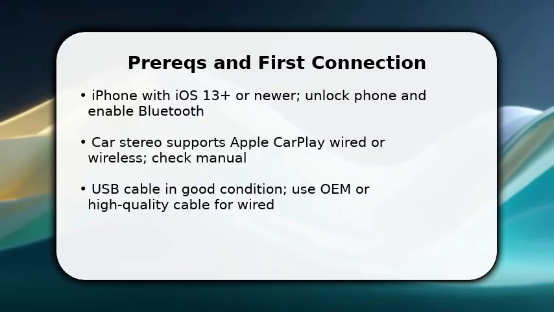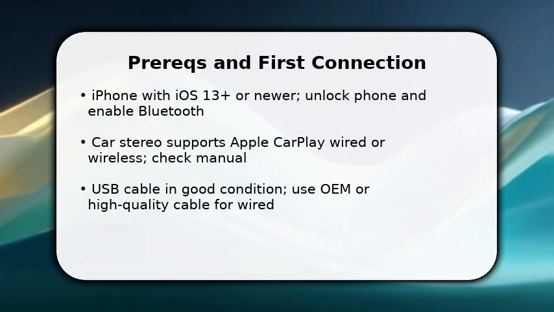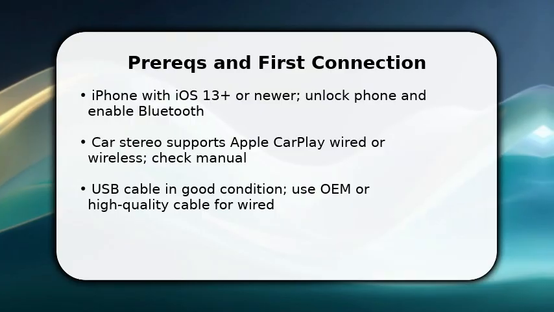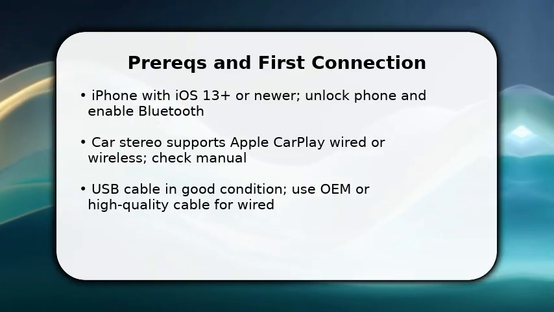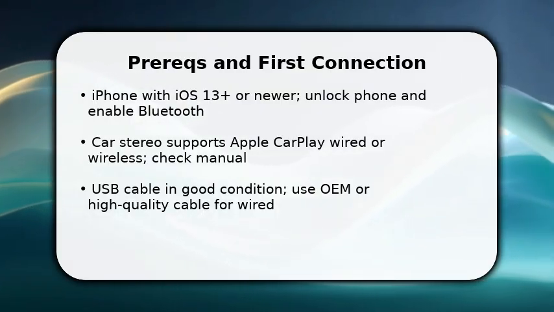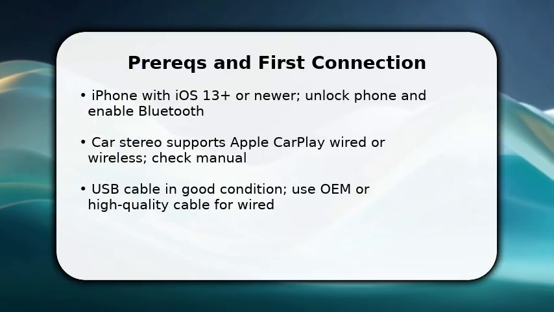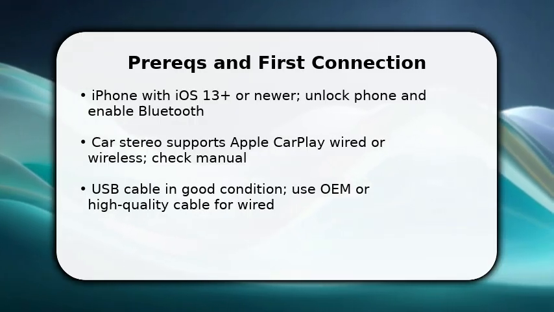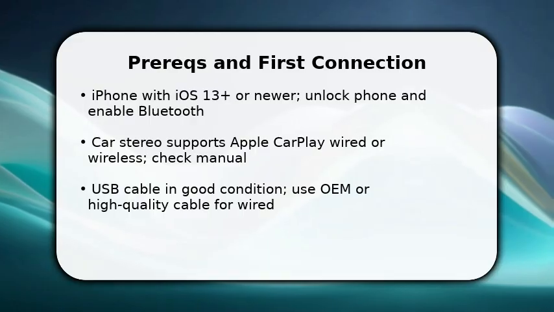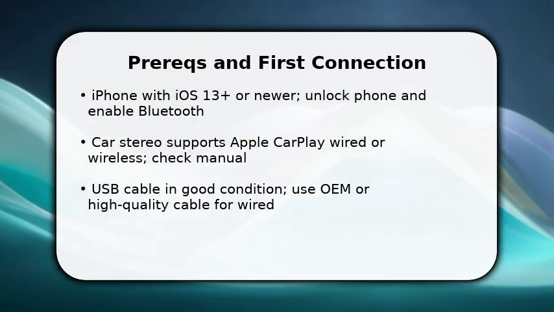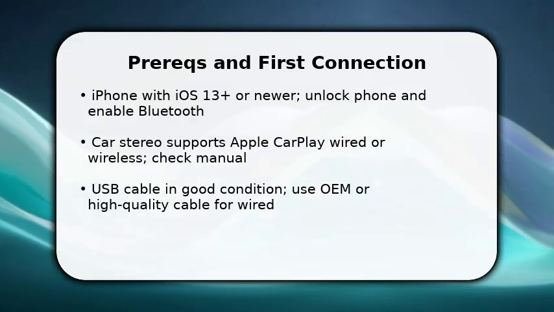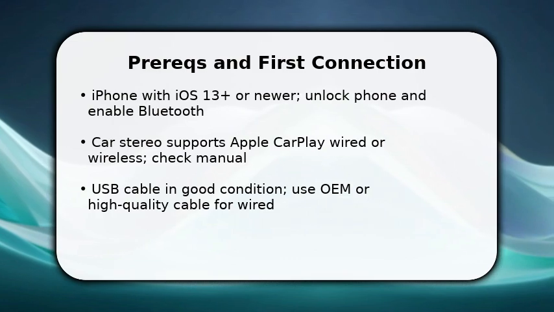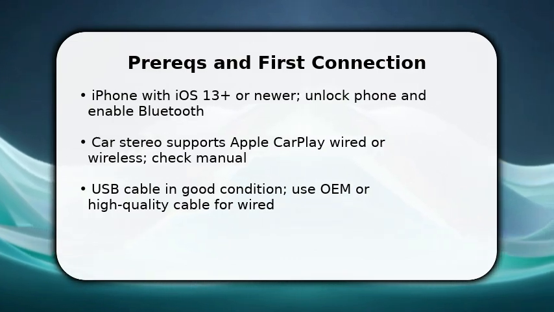You start by confirming prerequisites. Your iPhone runs iOS 13 or later, and your car supports CarPlay. Plug a good USB cable into the car USB port labeled with a phone icon, or enable wireless pairing in your car if supported. On your iPhone, go to Settings, General, CarPlay, and select your vehicle. This registers the car. Once done, accept any prompts on the car screen and phone. This initial link creates the secure tunnel CarPlay uses to mirror apps and commands.